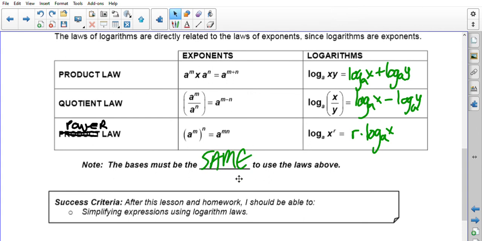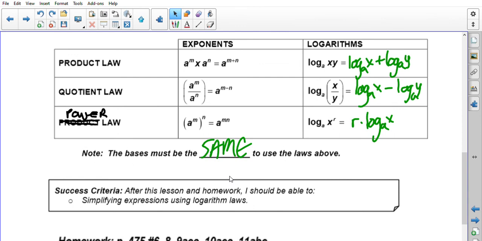I know in the homework it might be more obvious, but later on when we go through a bunch of questions like this, a common mistake is that students use a log law when the bases are not the same.